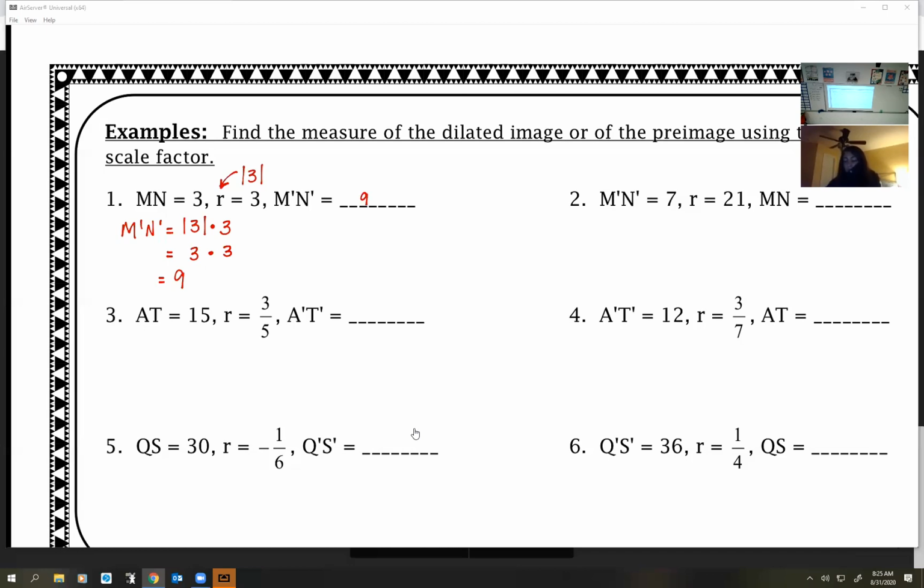Is this an enlargement or a reduction? Why? Okay, you're not wrong, but how do I know it's an enlargement before any of that? Why is it an enlargement and not a reduction? What do you mean it's not a fraction? You got an answer for me, Evan? Yeah, what you got? Yeah, the absolute value of R, in this case it's 3, is greater than 1.